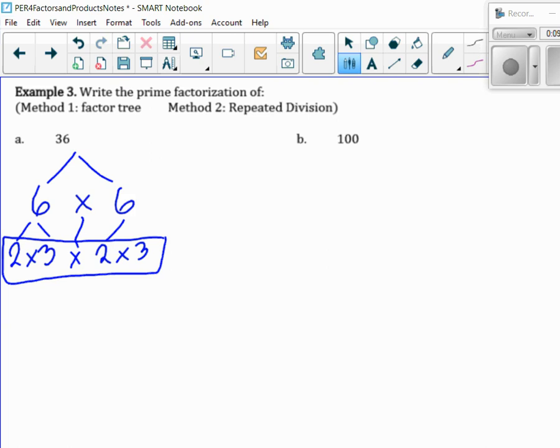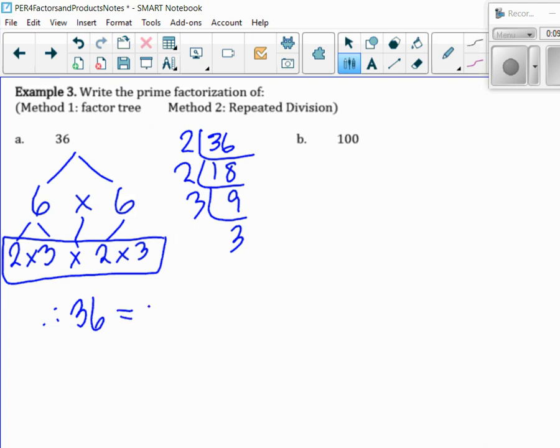So it's a preference. Do you like it this way, or do you like it as repeated division? So remember how I did repeated division? I knew it was divisible by 2. I got 18. It was divisible by 2 again. I got 9. Then it was 3 and 3. Do you see I get the same answer? It's just a different way of doing it. Either way, I get that 36 is 2 to the power 2 times 3 to the power 2. Does that make sense?